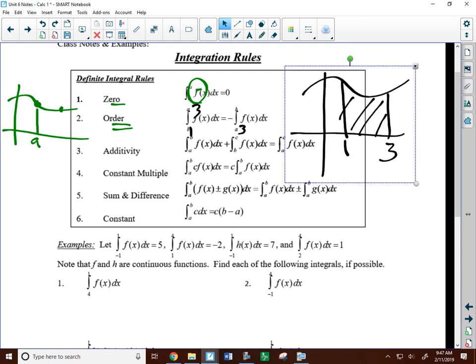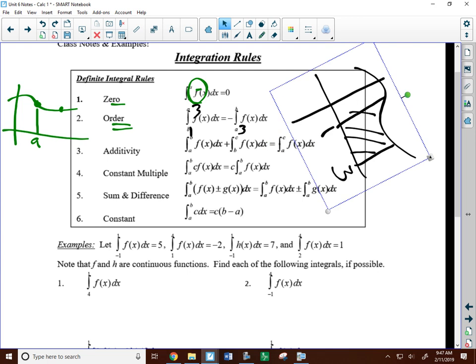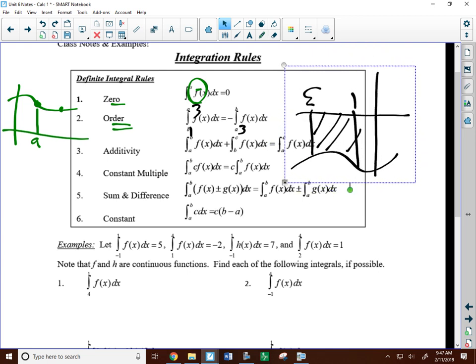So 1 to 3 would be that area, a positive number. But now if I go 3 to 1, think about if I would go left to right. It actually would be in the reverse direction. And you can just turn your paper upside down. Think of it like that. 3 to 1, now it's the same amount of area, but it'd be below the x-axis. So that's negative. So I'm just trying to show you that if you reverse the order, you will have the same area, the same amount, but it will be negative, just going the reverse direction. Okay, that is the order property for integrals.